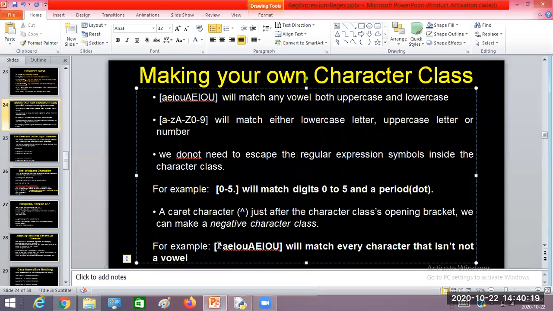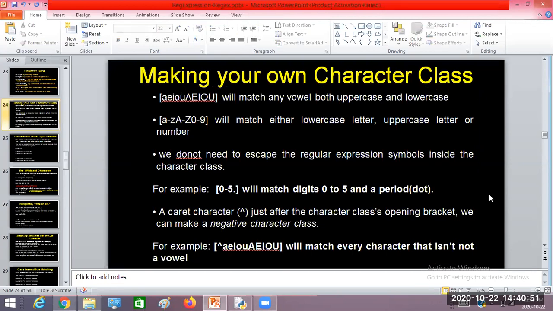Look at here now. Here I have another example. If I write caret of AEIOU, capital letters AEIOU, then what is it going to match? Caret of AEIOU, not a vowel. It is going to match a character other than a vowel, which is not a vowel, right? Is that clear?